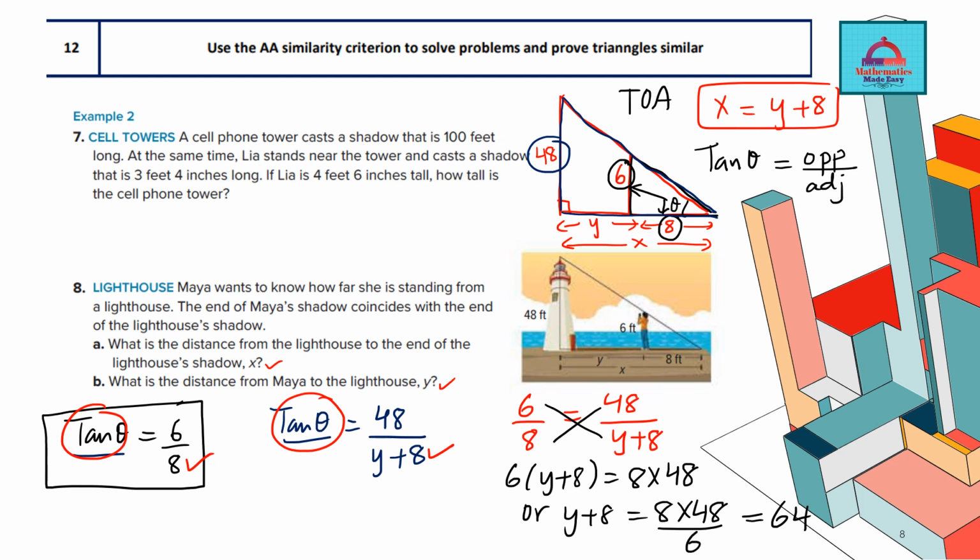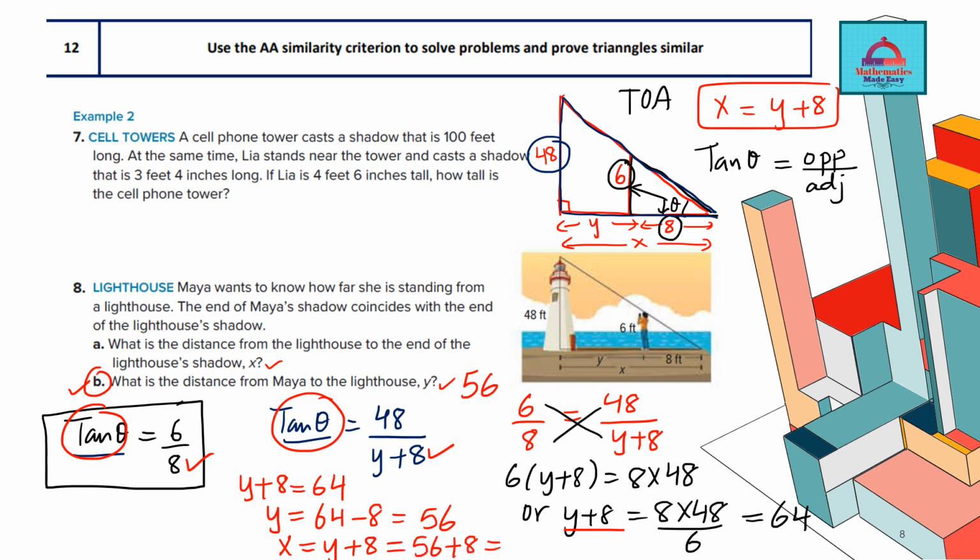So from here I'm going to write y plus 8 is going to be 64, and from y plus 8 you can get the value of y, 64 minus 8, and that is going to be 56. So have you got the value of y? So the answer for B part is 56. Khalas, we are done with that. And x is nothing but y plus 8, so add 8 to this. So x is equal to y plus 8, so it is going to be 56 plus 8. That is going to be 64. So the value of A part is 64. That's how you solve the question.